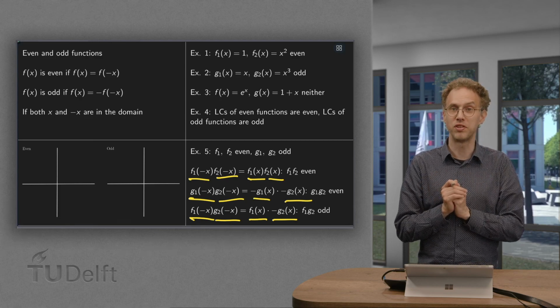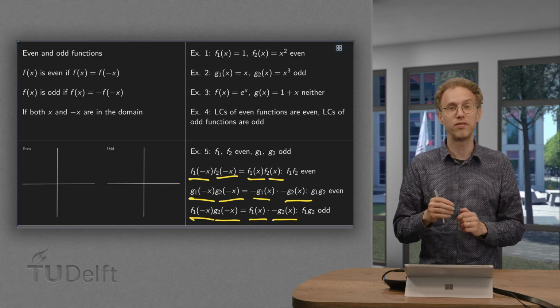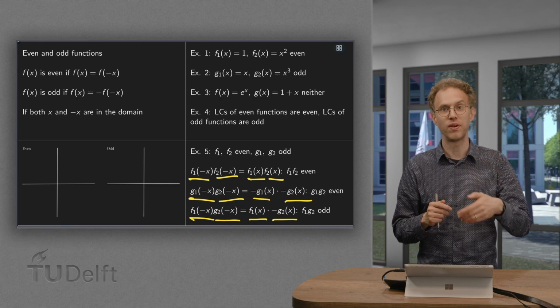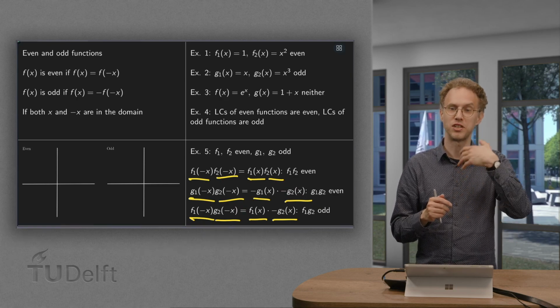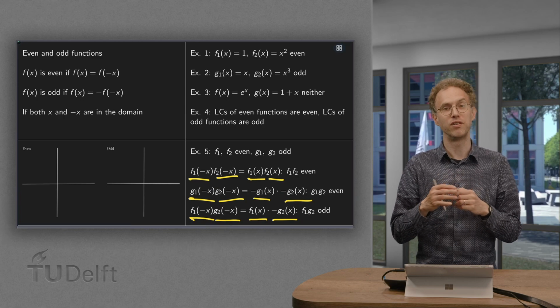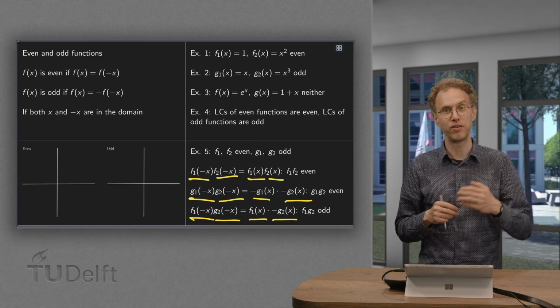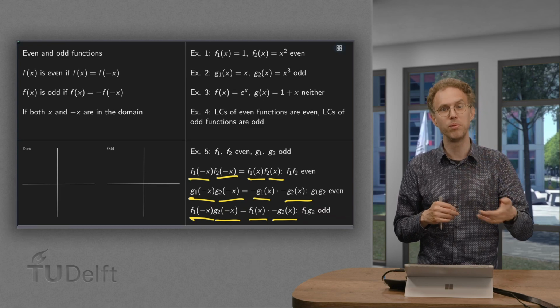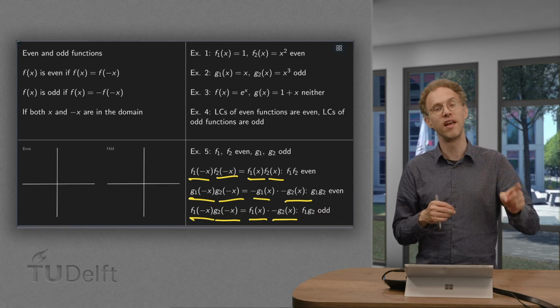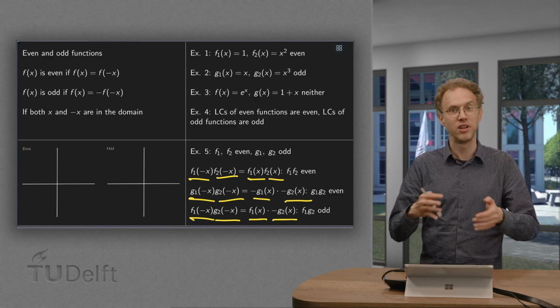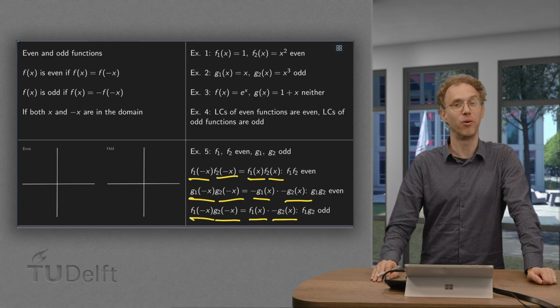So what does it have to do with the numbers? Well, even functions are functions like x squared, x to the power 4, x to the power 6, x to the power 8. So even functions have an even number in the exponent, and odd functions are functions like x, x cubed, x to the power 5, x to the power 7 that have an odd number in the exponent. So that is linked to the even and odd numbers.